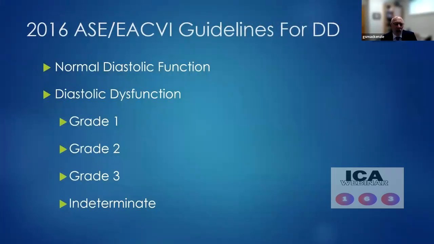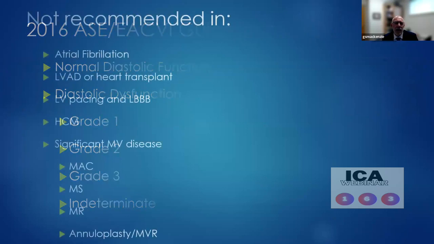Now, the guidelines talk about these terms, and that they use normal diastolic function or grade 1, grade 2, and grade 3. Grade 1 diastolic dysfunction essentially has normal left atrial pressures, where grade 2 and grade 3 have progressively worsening elevations in left atrial pressure. The other term that's used when you can't decide what the degree is, you call it indeterminate.